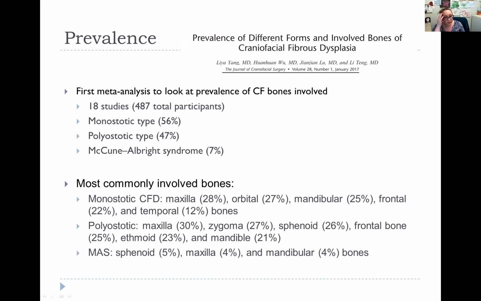Here's an example of a paper that was written back in 2017, just looking at prevalence, and this roughly agrees with many of the previous studies. They were looking on the bottom aspect at the most commonly involved bones and noting that in both monostotic and polyostotic disease, the maxilla or the upper jaw was the most commonly affected, then followed by the other bones of the midface, including the orbital bones in and around the eye, the zygoma, which is the cheekbone, as well as the lower jawbone, the mandible.